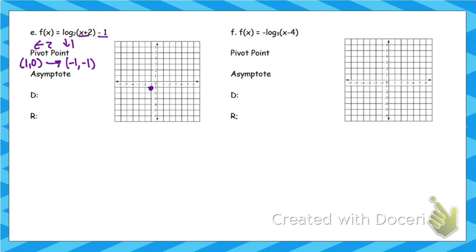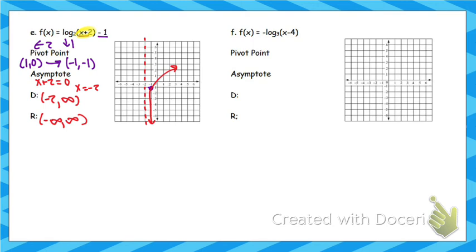The asymptote, we're going to look at what's in the parentheses. Take what's in the parentheses, set it equal to 0. And then the shape in this one is going to look like the parent function. So for log, every log has a range of -infinity to infinity. The domain is based on the asymptote. So the farthest left is -2, and it keeps going to infinity.